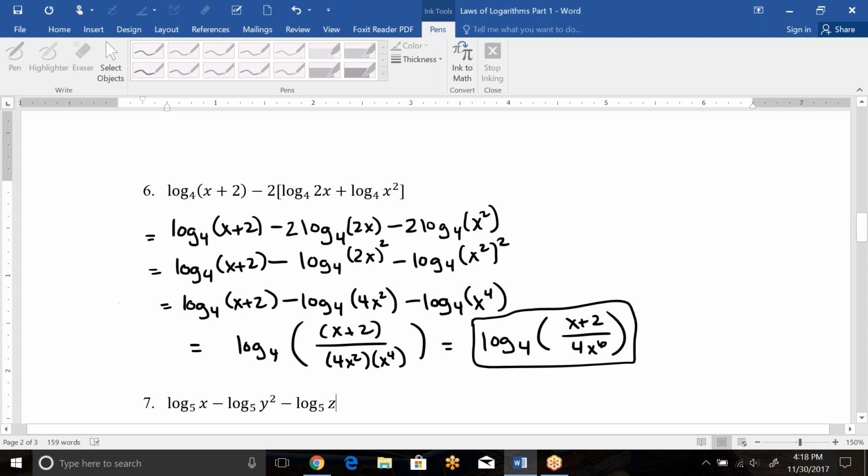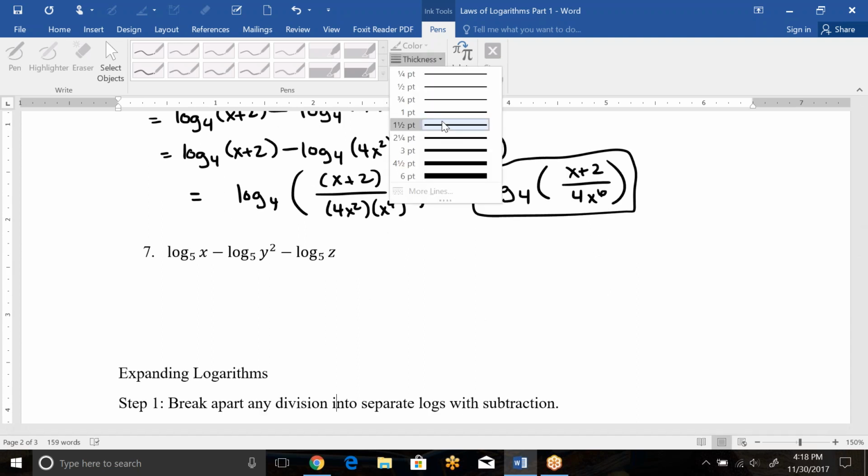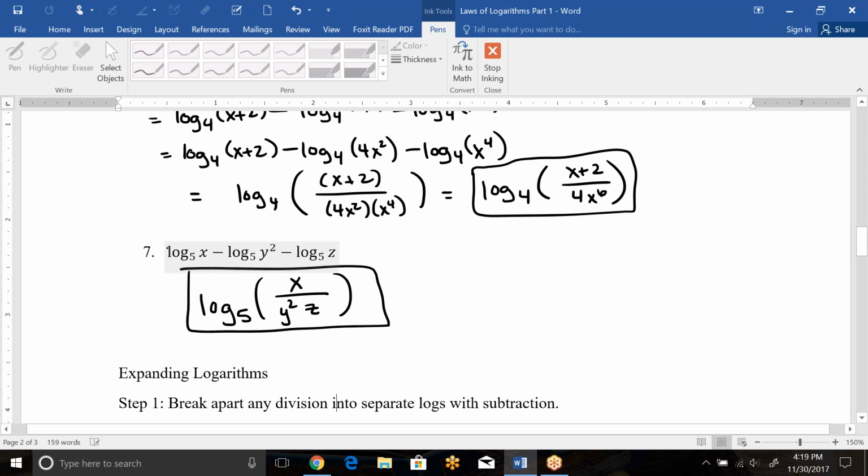Okay, let's look at number 7. Looks like we have another case where we have minus minus, so let's use our rule that we just talked about there. No numbers in front of any of them. They're all ready just to be combined. They're all the same base. So if I use my rule about positive logs have arguments on top and negative logs have arguments on the bottom, this would be x over y squared z. Because this log has a positive in front of it, so it's going to have an argument on top. Both of these have negatives in front of them, so their arguments go to the bottom.